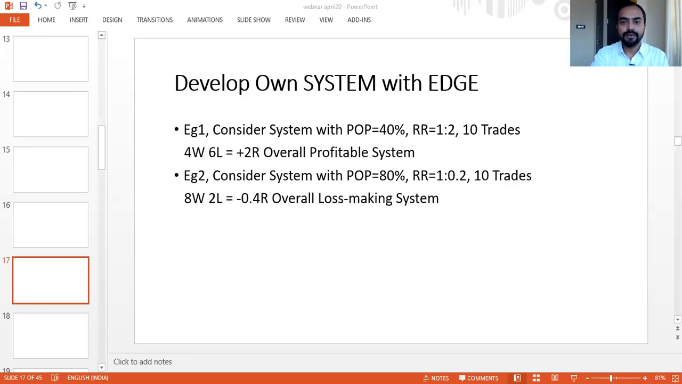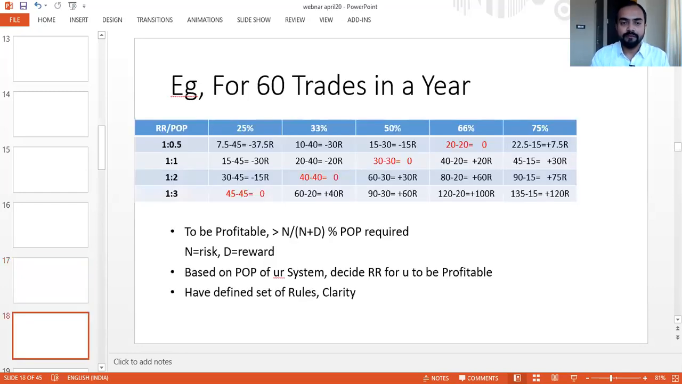So now we'll move to the next one. I have drawn this table for 60 trades. Suppose I take 60 trades in a year, and for various POP and risk reward, I have plotted this table. And from this, what I came to know is that if I know my risk to reward, then I can calculate what should be my probability of profit to become profitable.